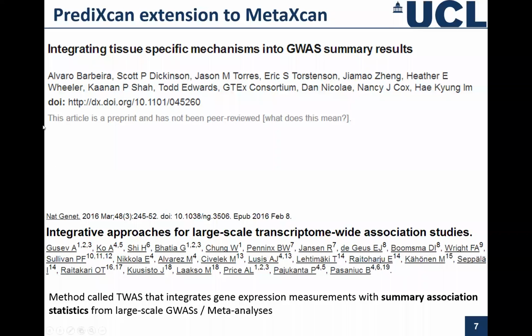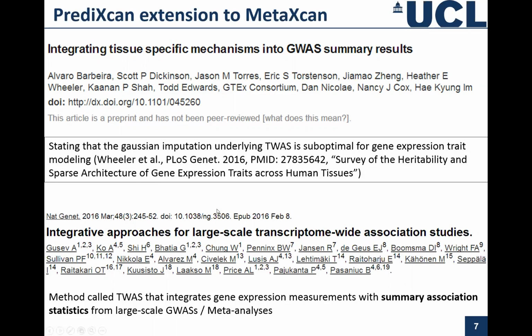And then, of course, with this new publication of the PrediXcan group, they state that their methodology has advantages over the TWAS methodology, because the Gaussian imputation underlying TWAS is presumed to be suboptimal for gene expression trait modeling. This is an observation taken from one of their own publications from PLOS Genetics this year.